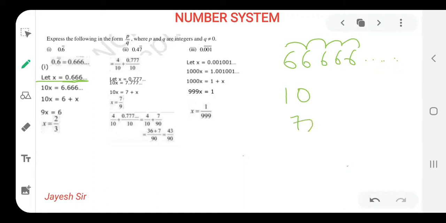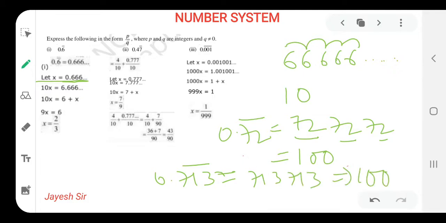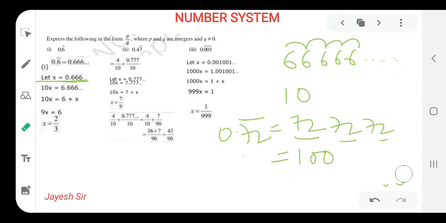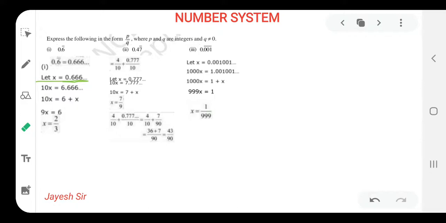Suppose the repeated number is 72, 72, 72, or it is written like this, 0.72 bar. That means two numbers are repeating themselves. At that time we need to multiply it by 100. Similarly, if the number would be 713 bar, that we can say 713, 713, 713. At that time we need to multiply it by 1000. That means for the number of digits that are repeating, we need to multiply by 10, 100, 1000 in the suitable manner. I hope you all might be getting it. This is the most important thing that we need to keep in our mind, friends.